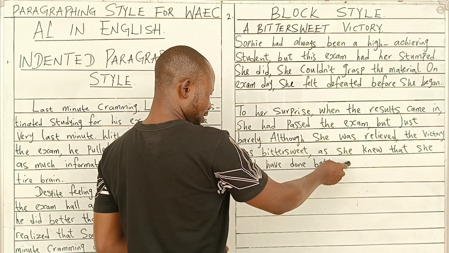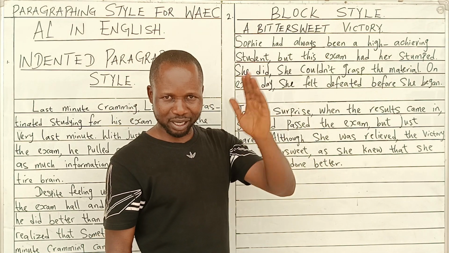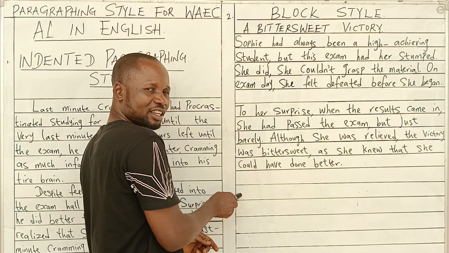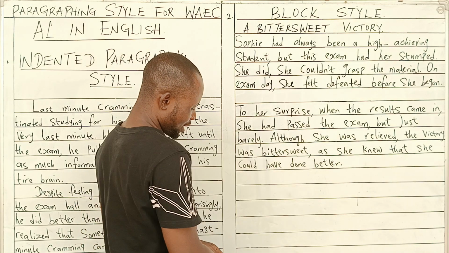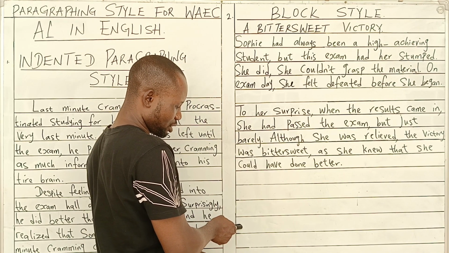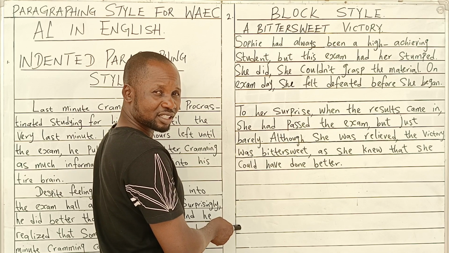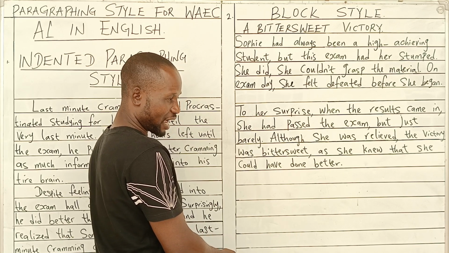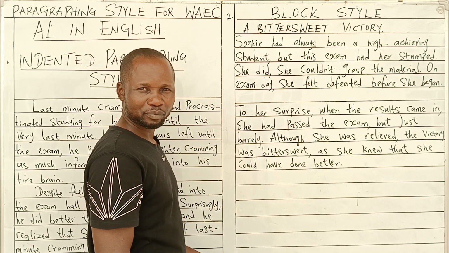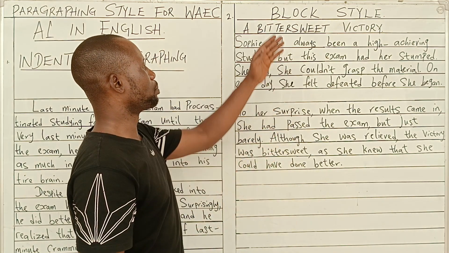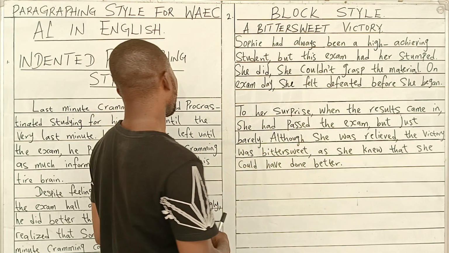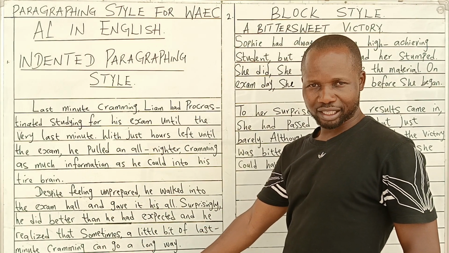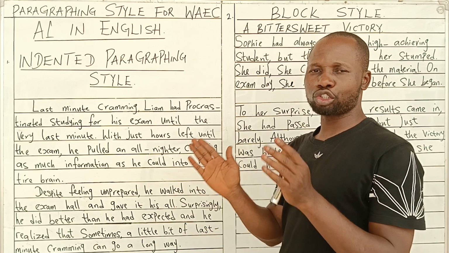When the paragraph ends, if another paragraph is to commence again, you omit one line and start it again immediately here and continue. If the paragraph ends, maybe somewhere here or here, and you want to start another paragraph, you omit one line, jump one line, and start again. So this is how a block style looks, and this is how the indented paragraphing style looks. But please do not join the two together.